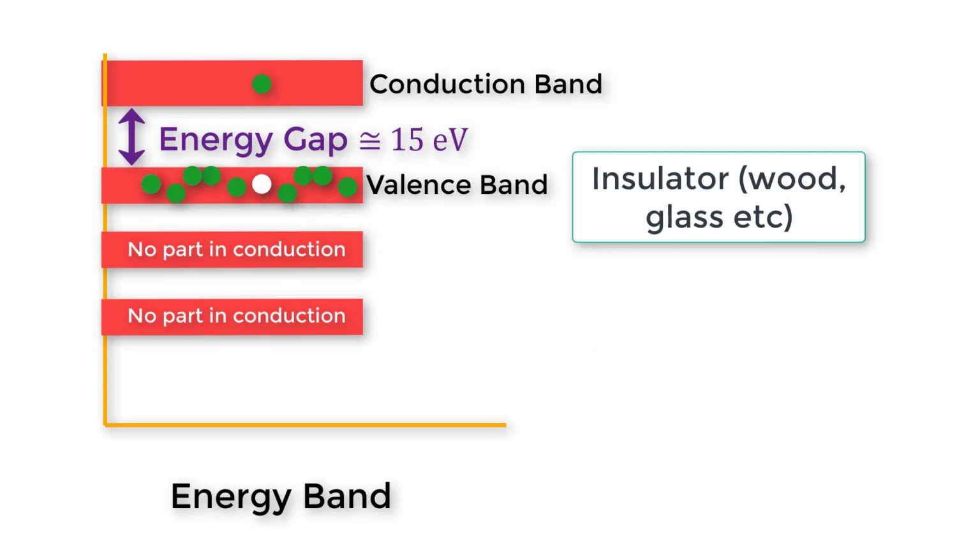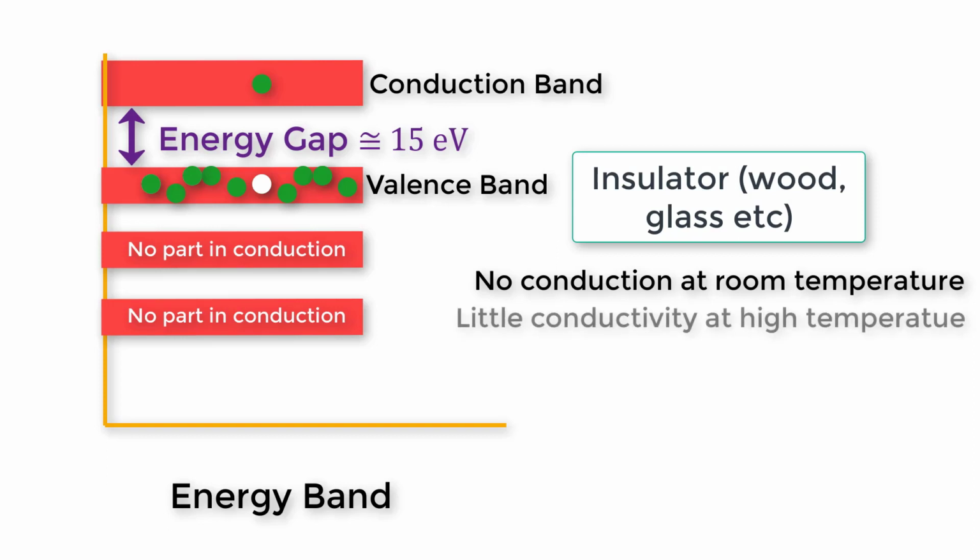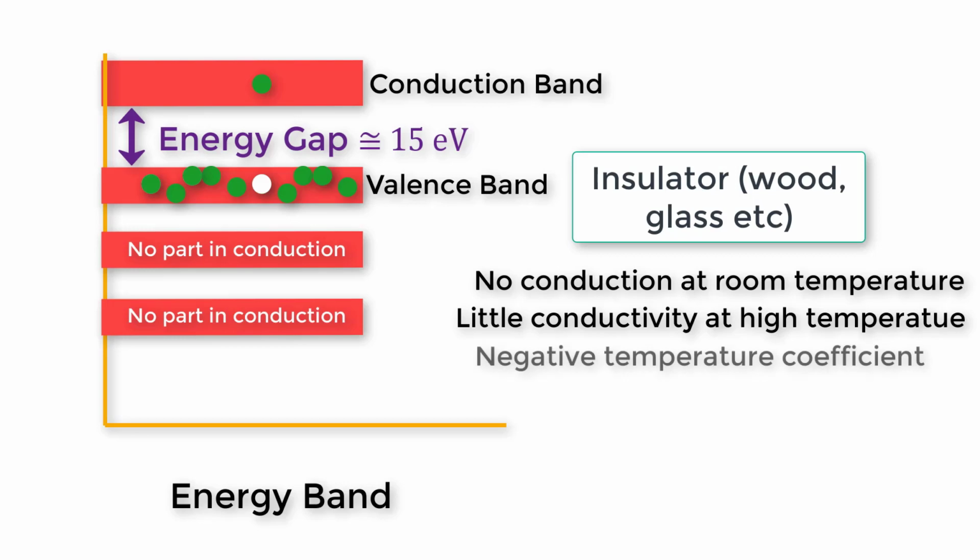conditions. At room temperature, the valence electrons of the insulators do not have enough energy to cross over to the conduction band. However, when the temperature is raised, some of the valence electrons may acquire enough energy to cross over to the conduction band. Hence, the resistance of an insulator decreases with the increase in temperature. For example, an insulator has a negative temperature coefficient of resistance.